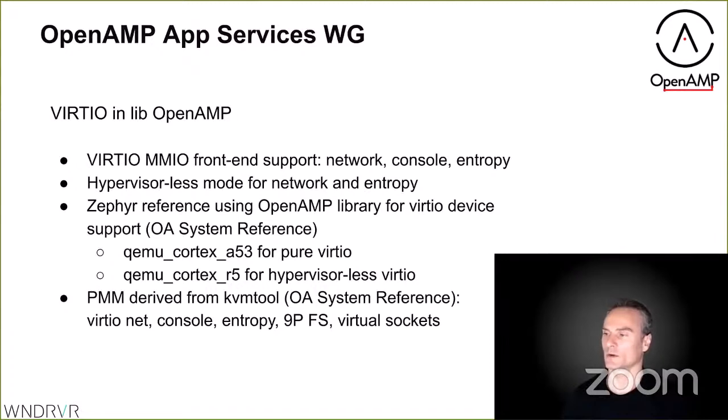Zephyr is our runtime of choice for demonstrating Virtio, and we have samples demonstrating standard Virtio with QEMU ARM as virtual machine monitor on a QEMU Cortex A53 target. QEMU Cortex R5 is the target for hypervisorless Virtio in a configuration based on the Xilinx ZCU102 platform. In this case, the Virtio backends are implemented in a fork of the KVM tool VMM, which is available in the OpenAMP system reference repository on GitHub.